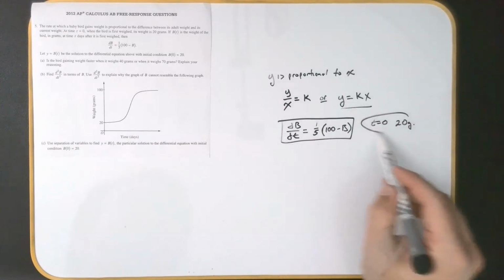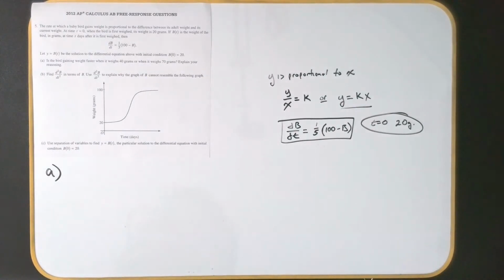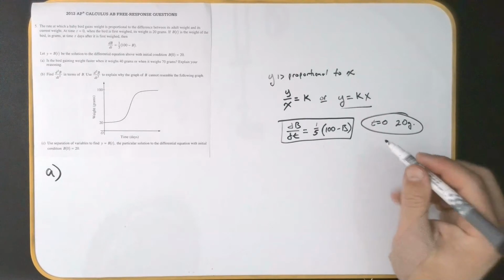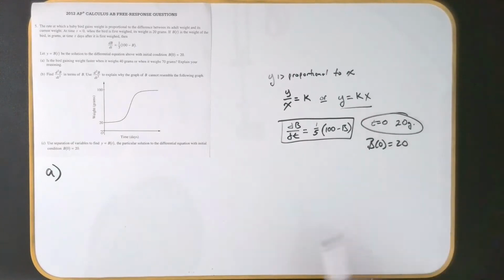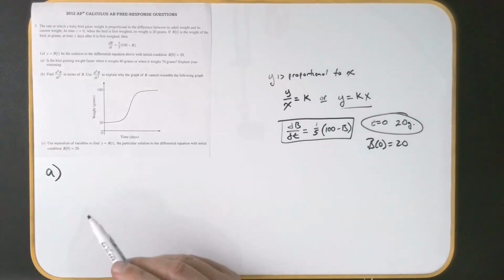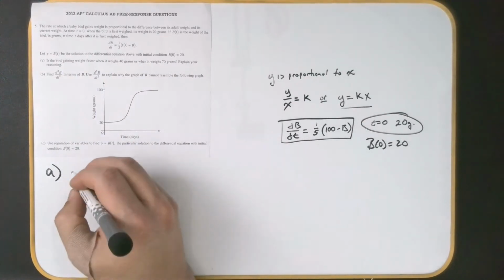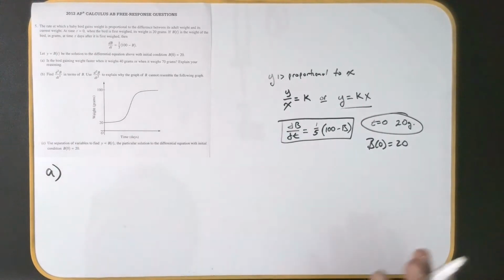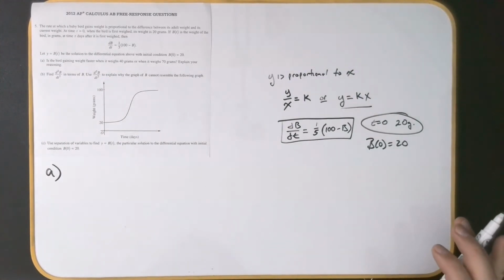And now that we have this and this, let's see if we can attack part A of the question. By the way, we also could have written this as B of 0 is equal to 20. That's just the function notation of that information. So it says, A, is the bird gaining weight faster when it weighs 40 grams or when it weighs 70 grams? Explain your answer. Well, it's as simple as just substituting those values into this right here. We just have to substitute those values in here.